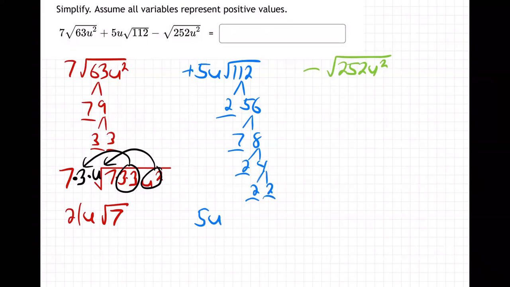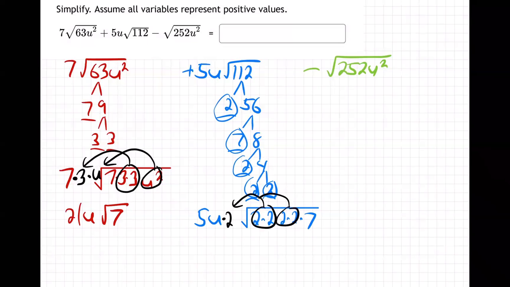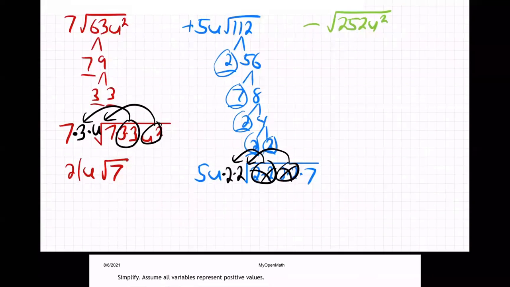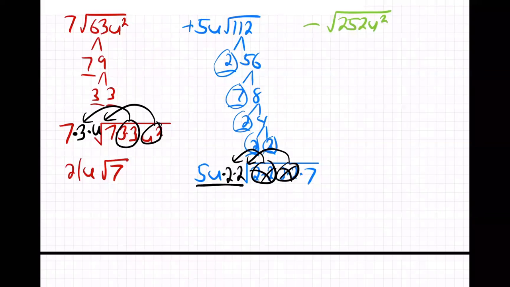5u square root of, what's left? 4 2's, and then a 7. There, 4 2's and a 7. Okay, be careful, it's easy to drop something. So what do we have? 2 2's in, sends 1 2 out, another 2 2's in, sends another 2 out, and they're gone. So that's 5 times 2 times 2, 5 times 4 is 20u square root of 7.